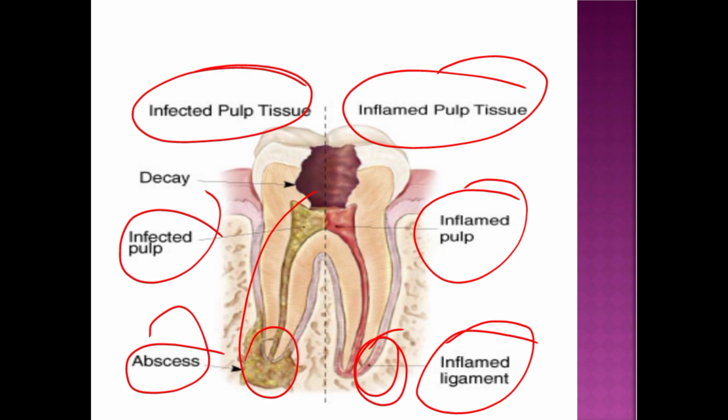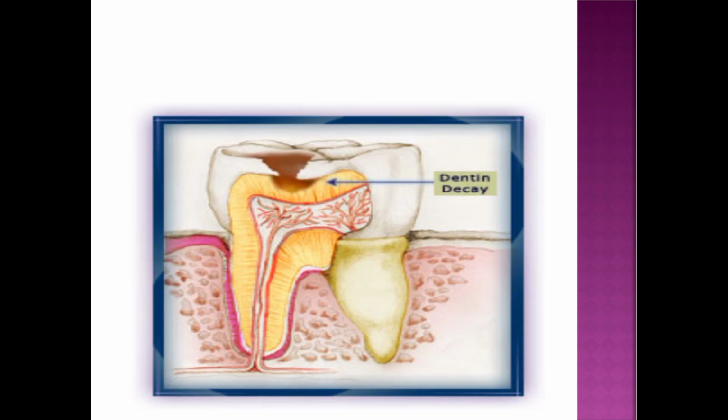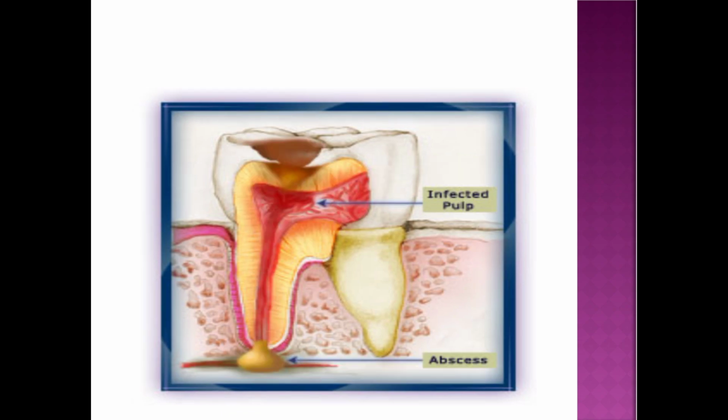But if there is any trauma, there will be inflammation, the inflamed pulp, and the periapical fibers will be inflamed. This is now decay. Then it will spread to the dentine, then it will also spread to the pulp, and then it is an abscess, meaning there is an infection.